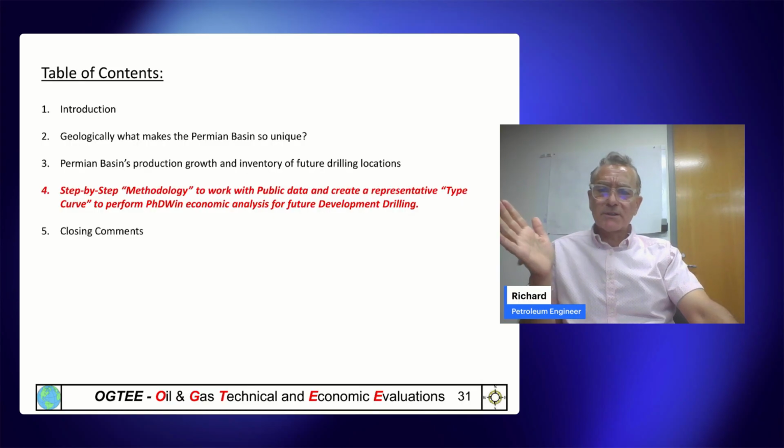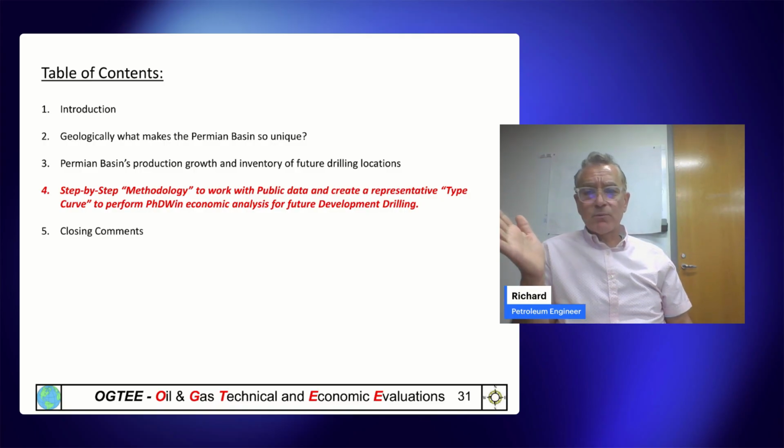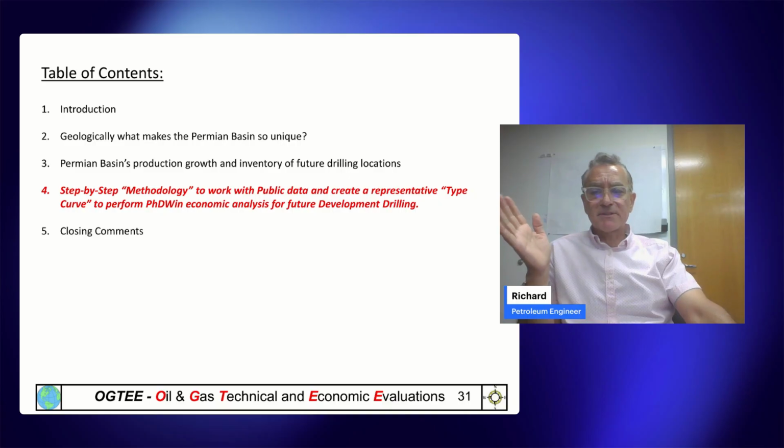Now, what we're going to do is look at a methodology, a very step-by-step one, of looking at public data and how to create a representative type curve to run economics.